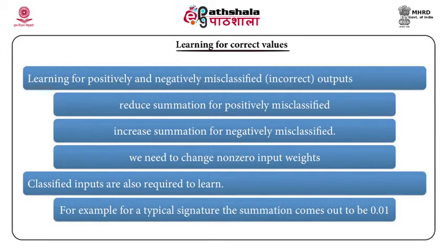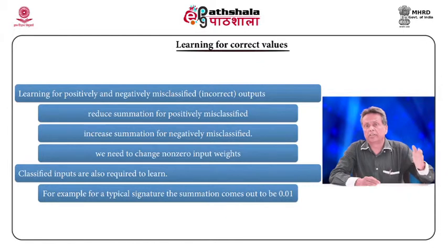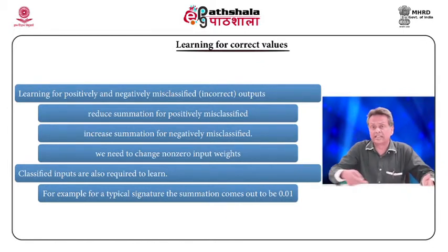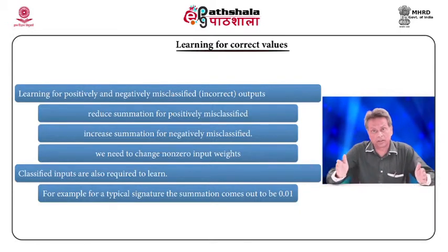But remember, what we need to do is different for positively misclassified and negatively misclassified cases. Remember the idea. In case of a positively misclassified case, what has happened? The summation should be less than 0, but it is going above 0. You will have to reduce the summation. You cannot change x because that is the input, the image that is coming in. You cannot change that. You can only change the weights.